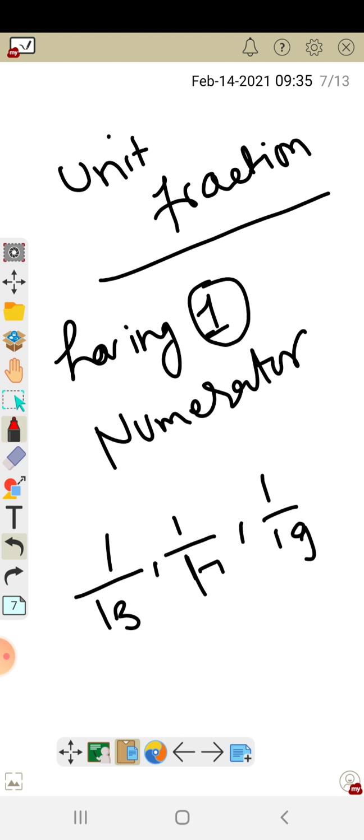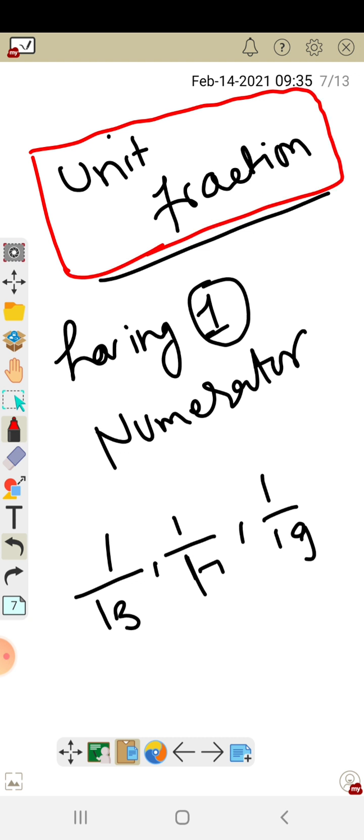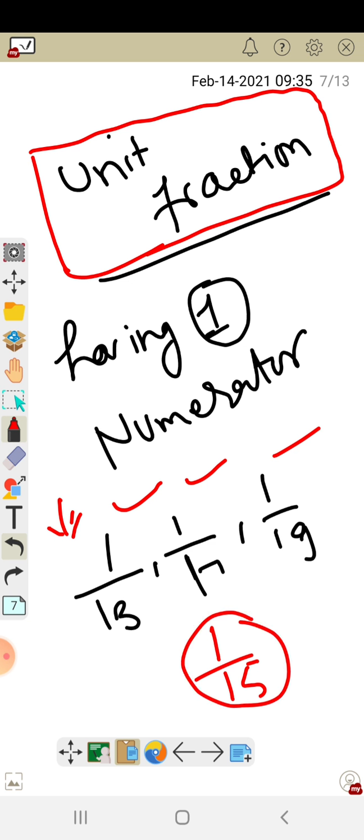Unit fraction, very very important. Sometimes when somebody asks you what a unit fraction is, you can say that it has 1 as the numerator. Here are some examples: 1 by 13, 1 by 17, 1 by 19. In all three fractions, 1 is in the numerator. Similarly, 1 by 15 is a unit fraction because in the numerator there is a 1.